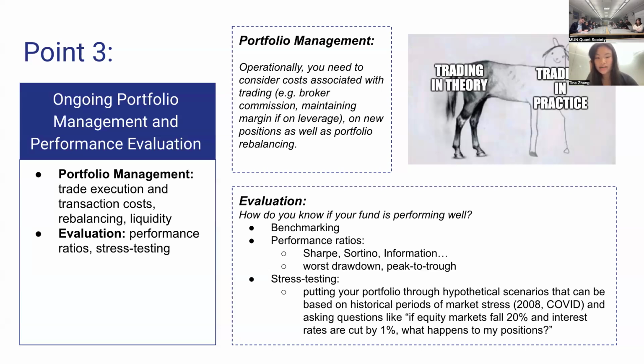Drawdown and peak to trough, these are more hedge fundy metrics, but drawdown is just from the top of the performance to the very bottom, what was that drop in percentage terms? And then also how long did it take for you to recover from your worst? Things like that, just to evaluate.